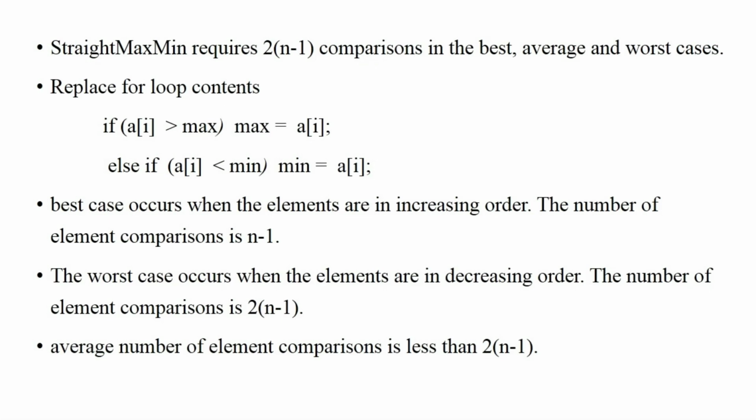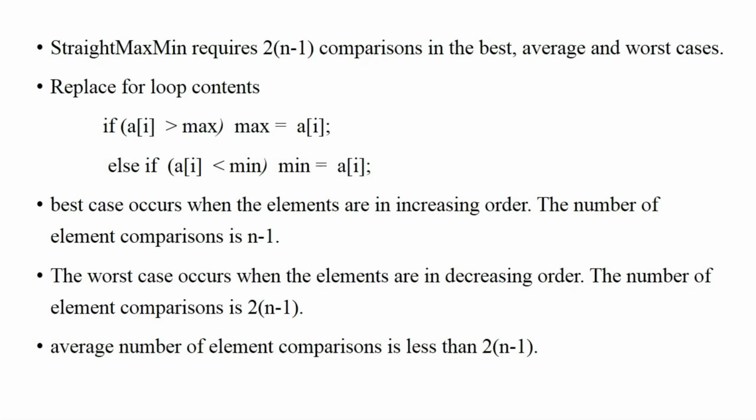In the function straight max min, we require a total number of comparisons as 2 times n minus 1, be it the best case, average case or the worst case. You know what is the meaning of best, average and worst case? It is that input for which the algorithm or function runs the fastest is the best case. That input for which the algorithm or function takes the longest time to execute, that is the worst case. An average case lies between the best or the worst case.